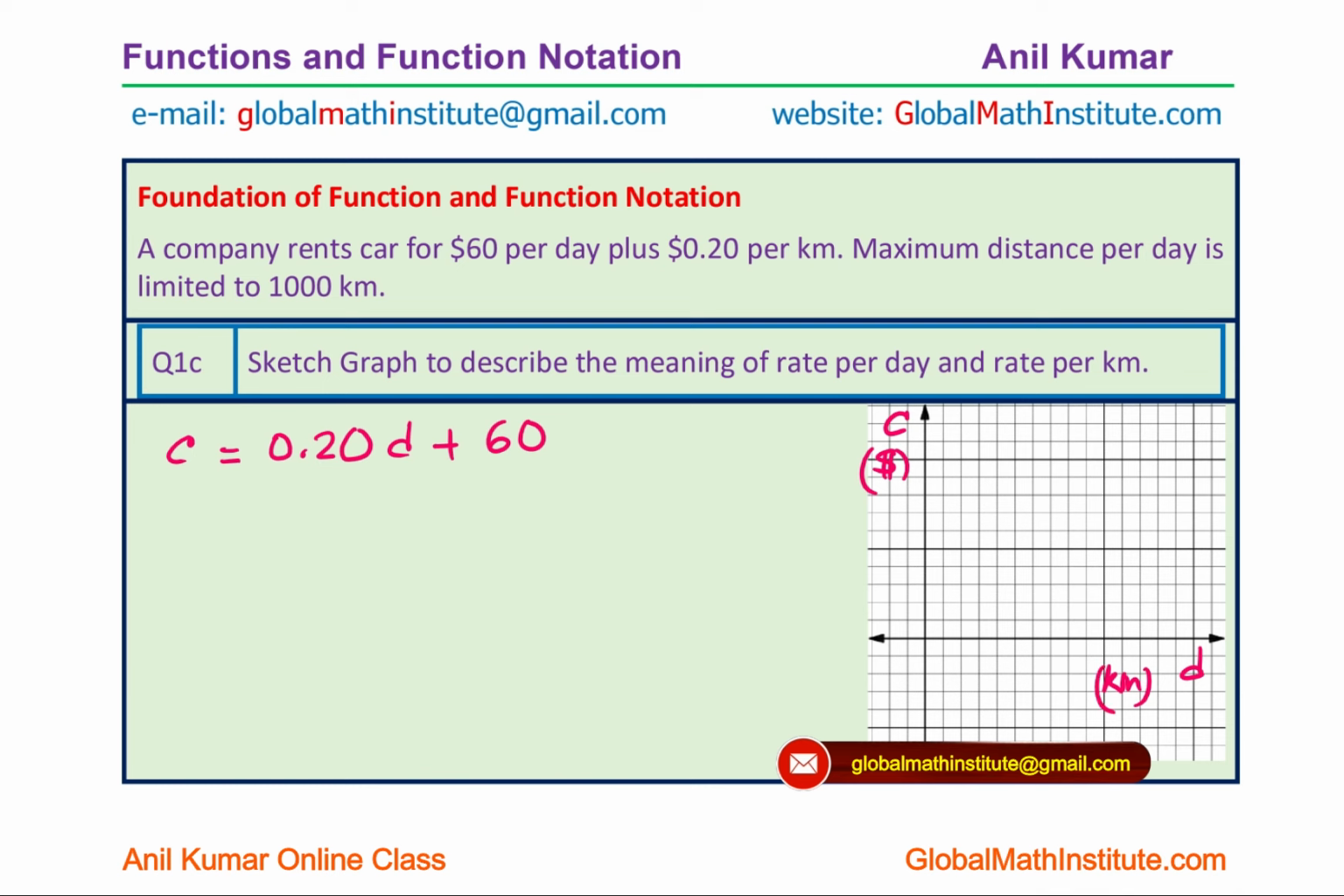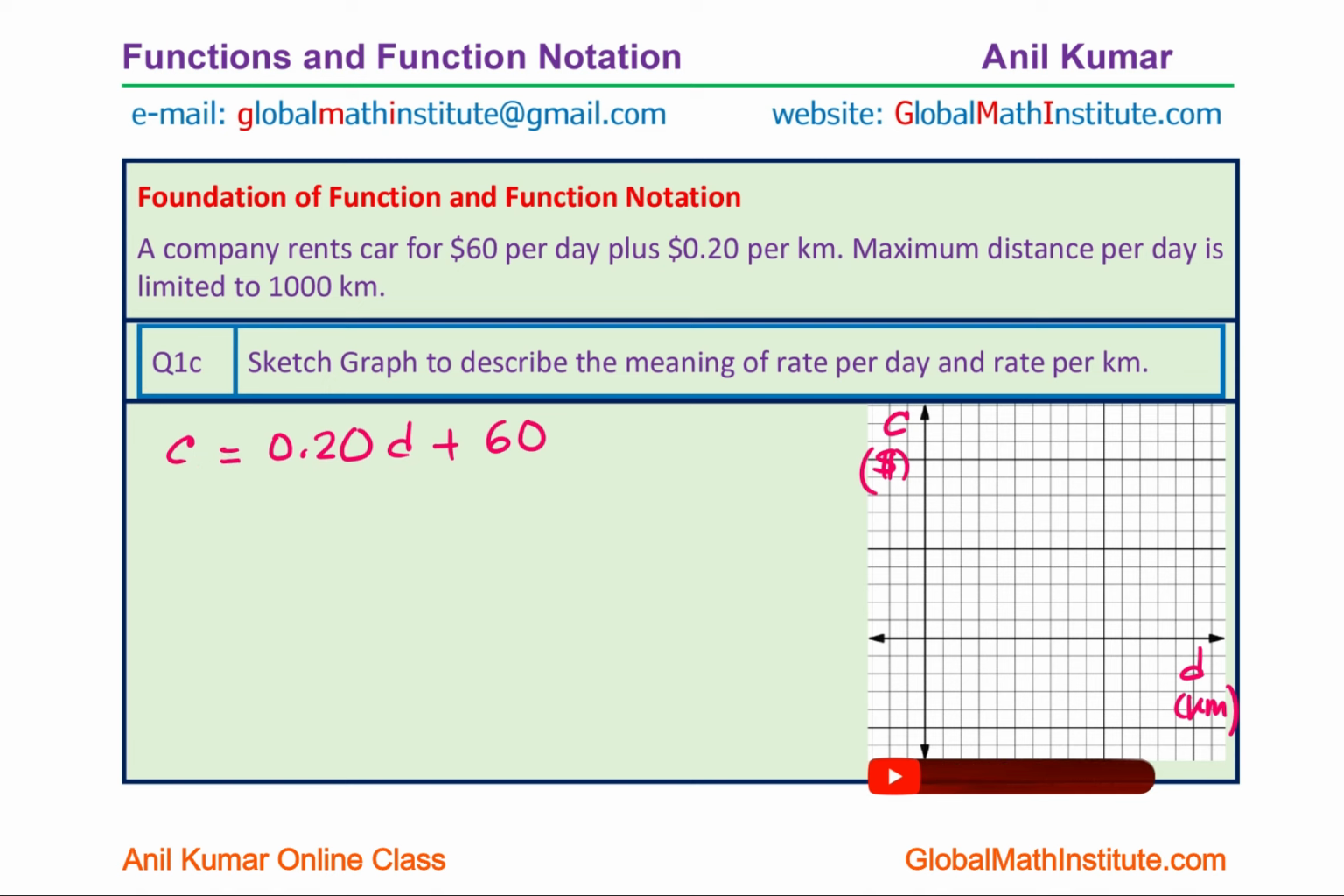Perfect. So now, let me write kilometers at the end. I'll need that space. So we know d is the distance in kilometers and c is the total cost per day of driving. So we can now sketch the diagram here relating distance traveled per day with the cost.